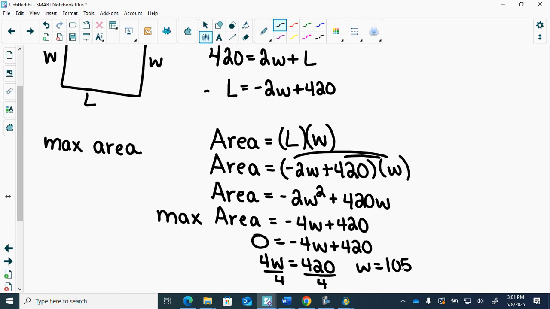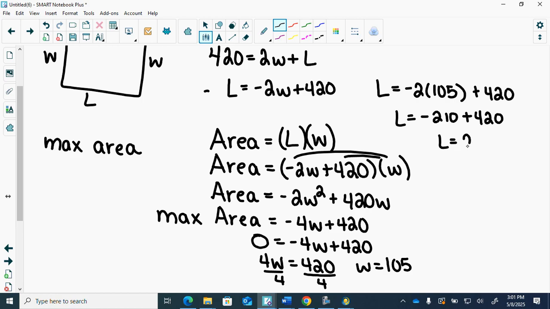What is our length? How do we get that? Plug it into this one. So L equals negative 2 times 105 plus 420. So L equals negative 210 plus 420. So L equals what? 210 meters. And the width is 105 meters. So if I ask you for the dimensions, poof, you have them. But what if I ask for the maximum area? Because we haven't found it yet. Number line, and then you take the length times the width, and you have the area.